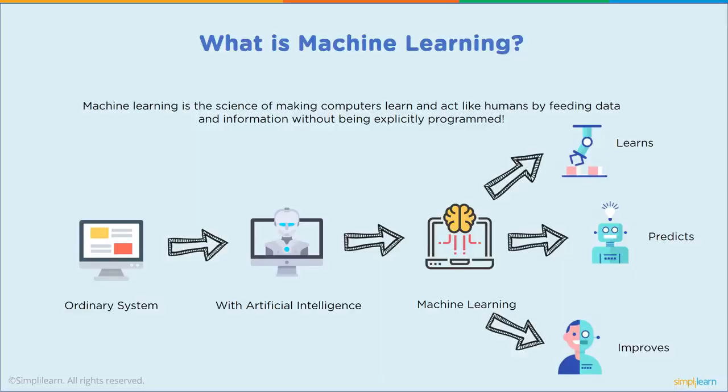We've looked at a lot of examples of machine learning, so let's see if we can give a little bit more of a concrete definition. What is machine learning? Machine learning is the science of making computers learn and act like humans by feeding data and information without being explicitly programmed. And we see here we have a nice little diagram where we have our ordinary system.